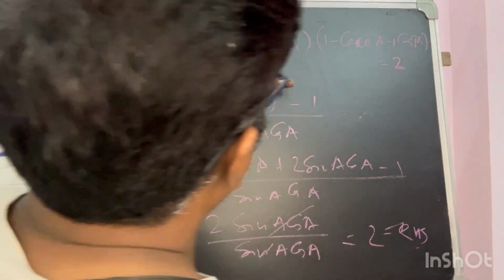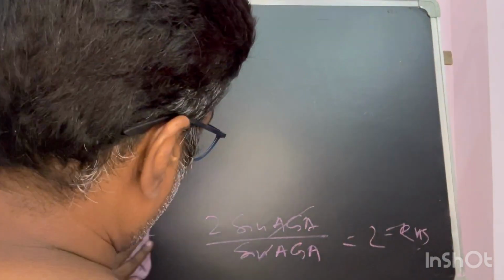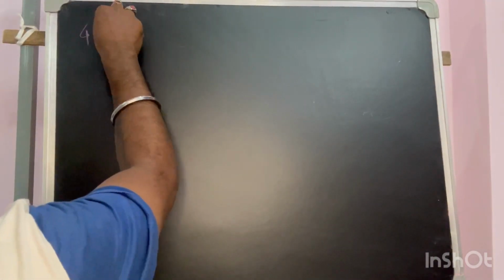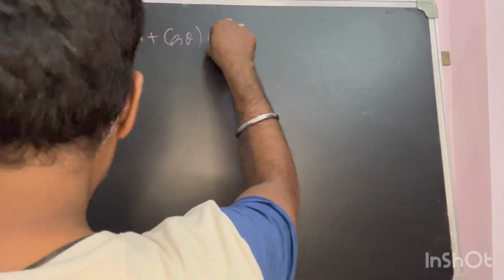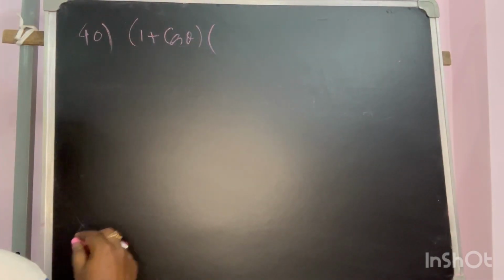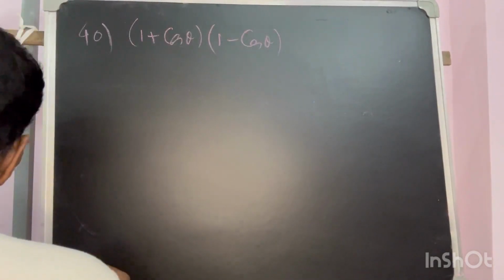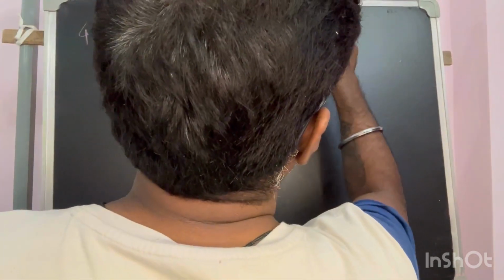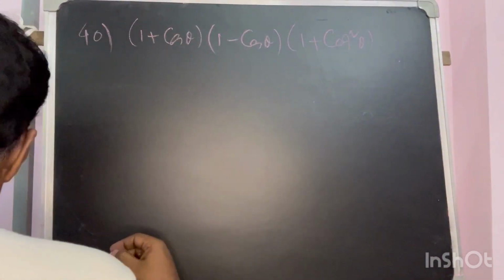So moving on to problem number 40. One plus cos theta, one minus cos theta, 1 plus cot square theta, that is equal to 1.